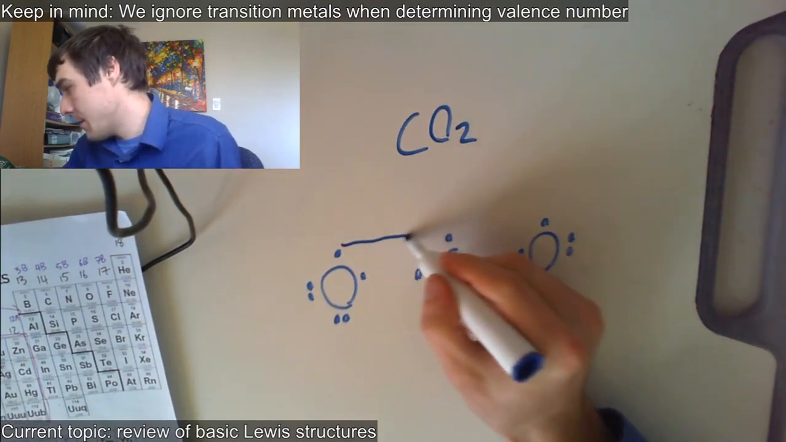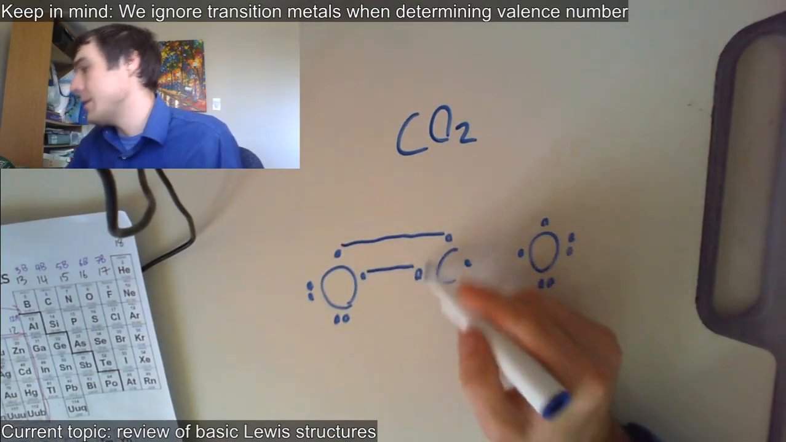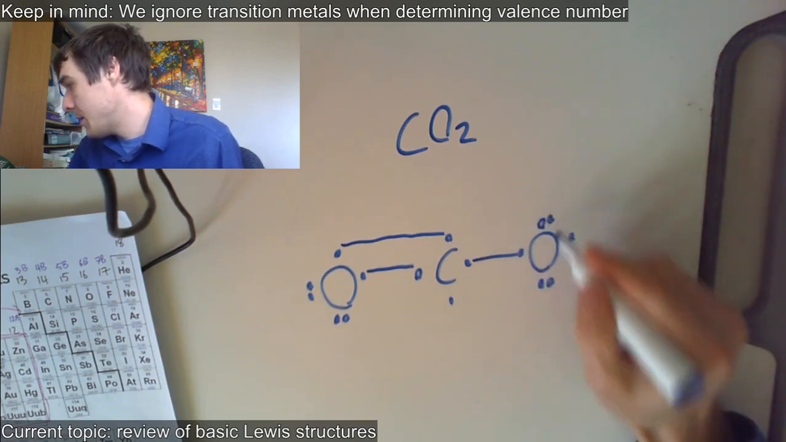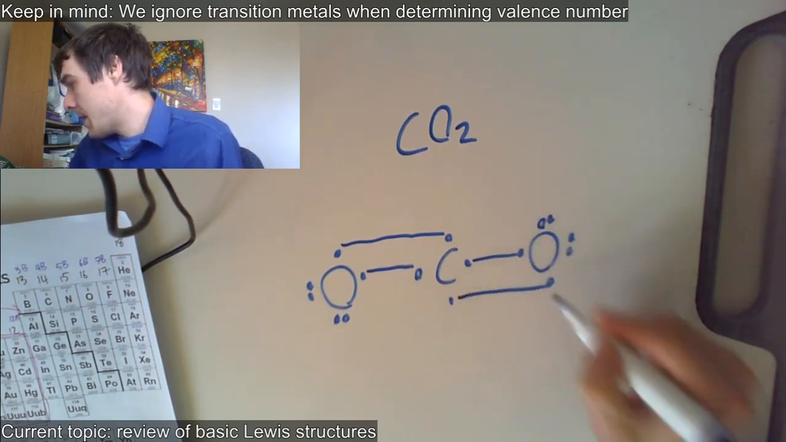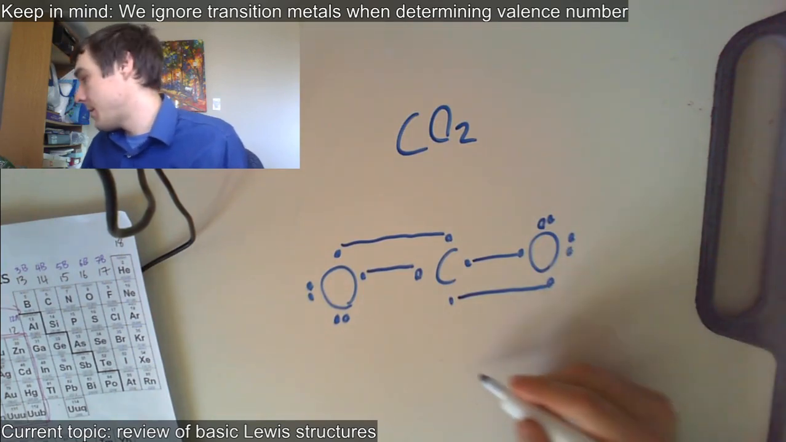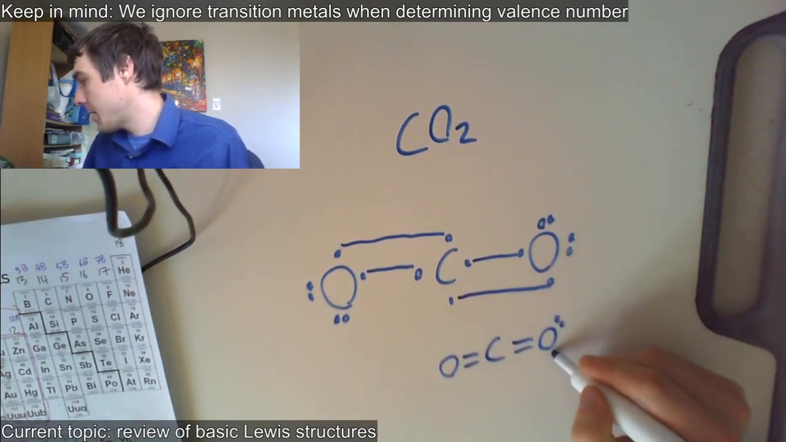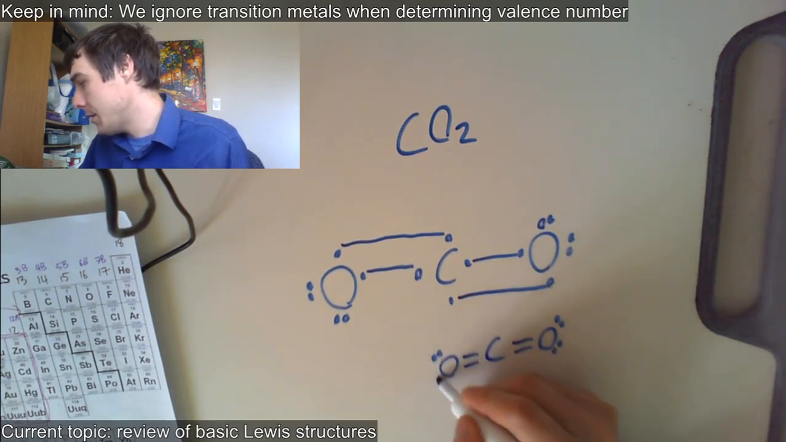And then we go, okay, well, that wants to bond because they're unpaired. And this, I'm going to change this. That wants to bond because it's unpaired. And so we end up with this Lewis structure that looks like this. And don't forget the unpaired electrons.